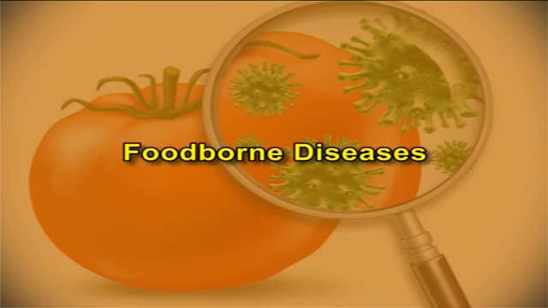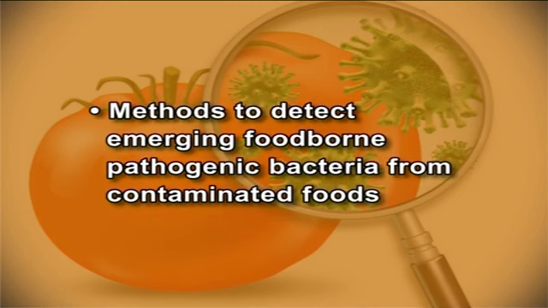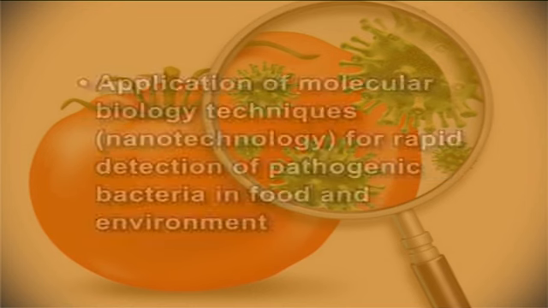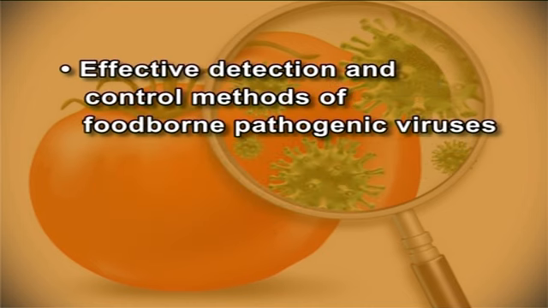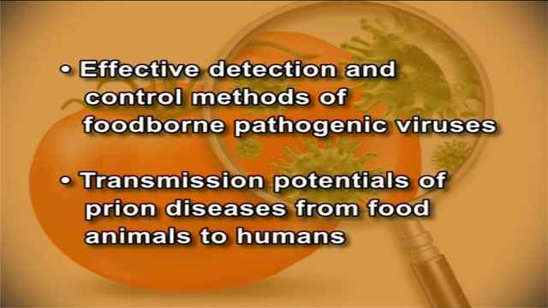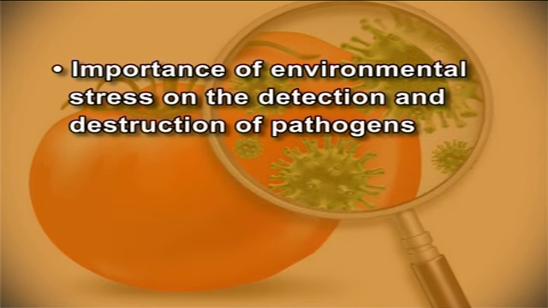Under foodborne diseases, methods to detect emerging foodborne pathogenic bacteria from contaminated foods. Application of molecular biology techniques along with nanotechnology for rapid detection of pathogenic bacteria in food and environment. Effective detection and control methods of foodborne pathogenic viruses. Transmission potential of prion diseases from food animals to humans. Importance of environmental stresses and the detection and destruction of pathogens.